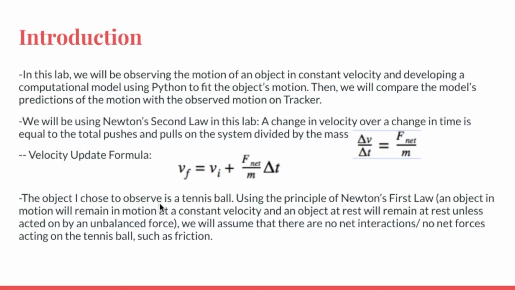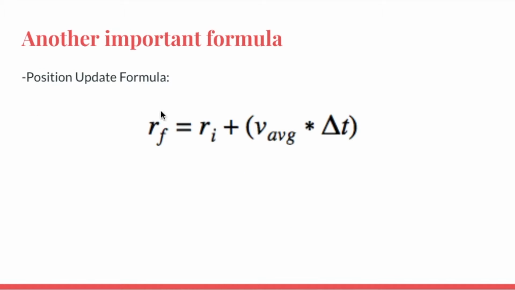The object I chose to observe is a tennis ball, using the principle of Newton's first law, which states that an object in motion will remain in motion at a constant velocity, and an object at rest will remain at rest unless acted on by an unbalanced force. We will assume that there are no net interactions acting on the tennis ball. So here's another important formula, which is the position update formula.